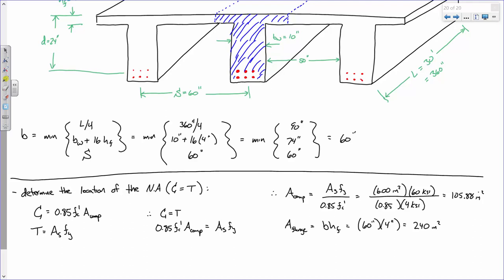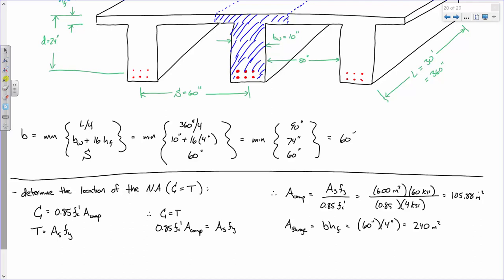What if this number came out to be 305.88? Then the flange by itself would not have enough area to provide for the stress block, so the stress block would have to look like this in order to meet equilibrium, and then you'd be in a true T-beam. Does that make sense? So one of the things that you can do to figure out whether you're in a rectangular T-beam scenario or a true T-beam scenario is to compute the required area in compression to maintain C equals T, and then compare that with just how much area you have in your flange. Then, comparing the two, you can see whether you're in a rectangular state or a true T-beam state. Does that make sense?